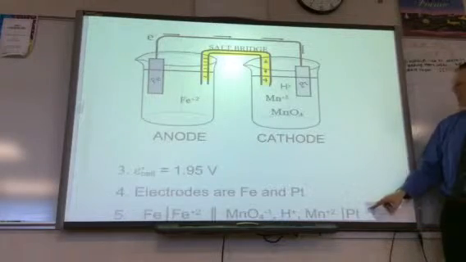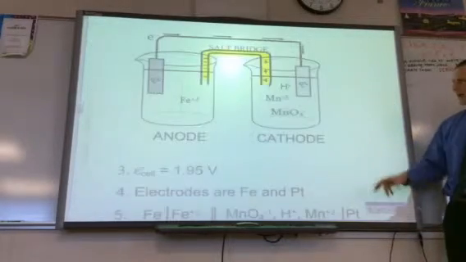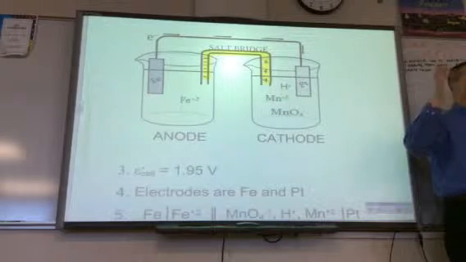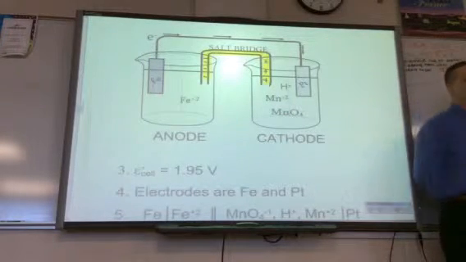So let's see. I forgot what I asked you for. Number one, sketch, and number two, anode and cathode, of course. As I said before, I always go anode on the left and cathode on the right.